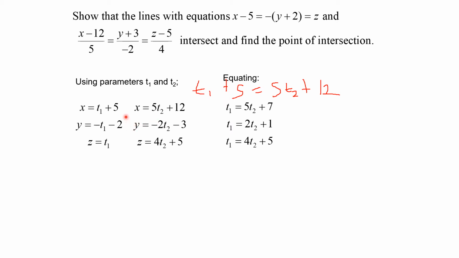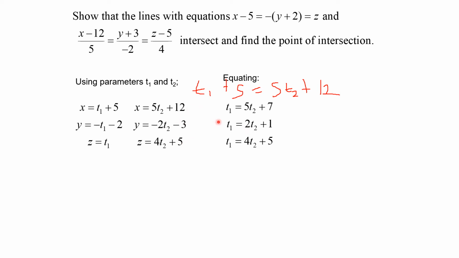And then you respectively equate the y with the y, and you will reduce your t1 to 2t2 plus 1. And equate your z and z from both equations, and you will get t1 equals 42 plus 5. So you have completed your step 2, which is to get t1 in terms of t2, which is part of the process of solving the equation. So now you have got enough equations to solve your t1 and t2.